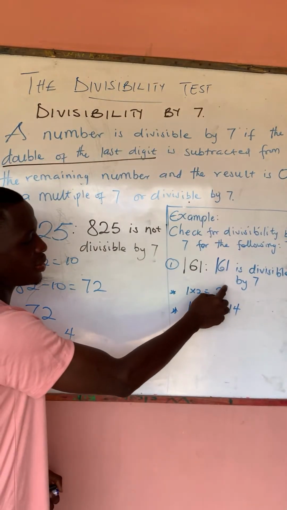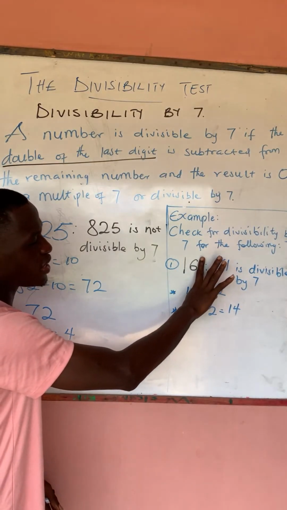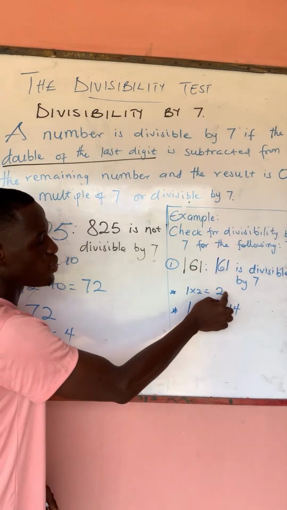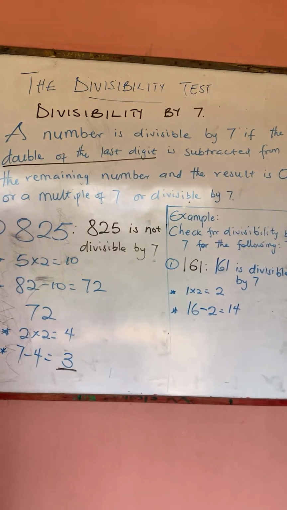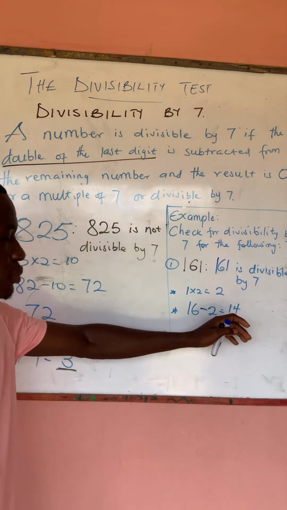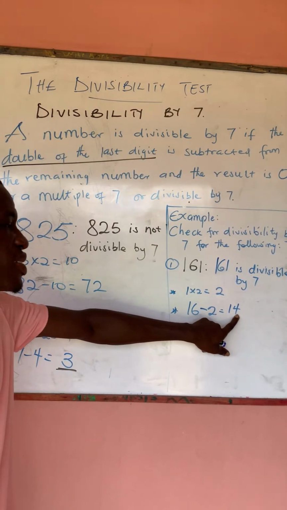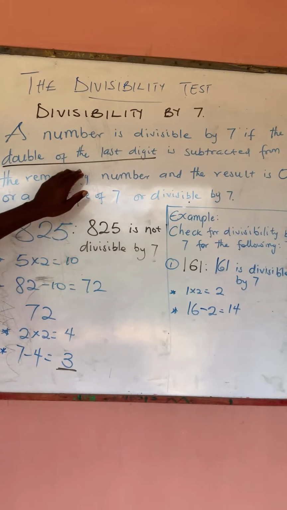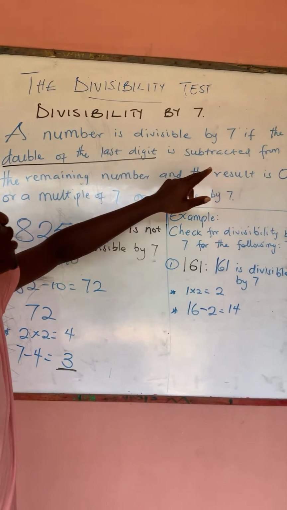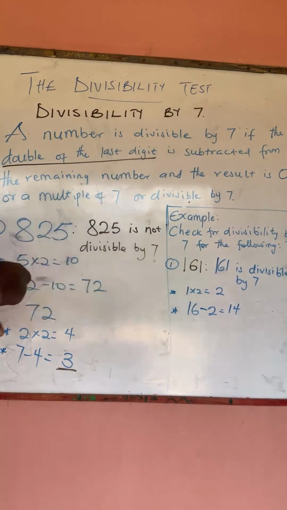And we subtract the answer from the remaining number. If you take the last digit away, we're left with 16. So we subtract our answer from 16, so we get 16 minus 2, which is equal to 14. And 14 is divisible by 7. Because 14 is divisible by 7, that means 161 is also divisible by 7. That's why it says double the last digit, subtract it from the remaining digits, and the result should be 0 or a multiple of 7. That will show that the number is divisible by 7.